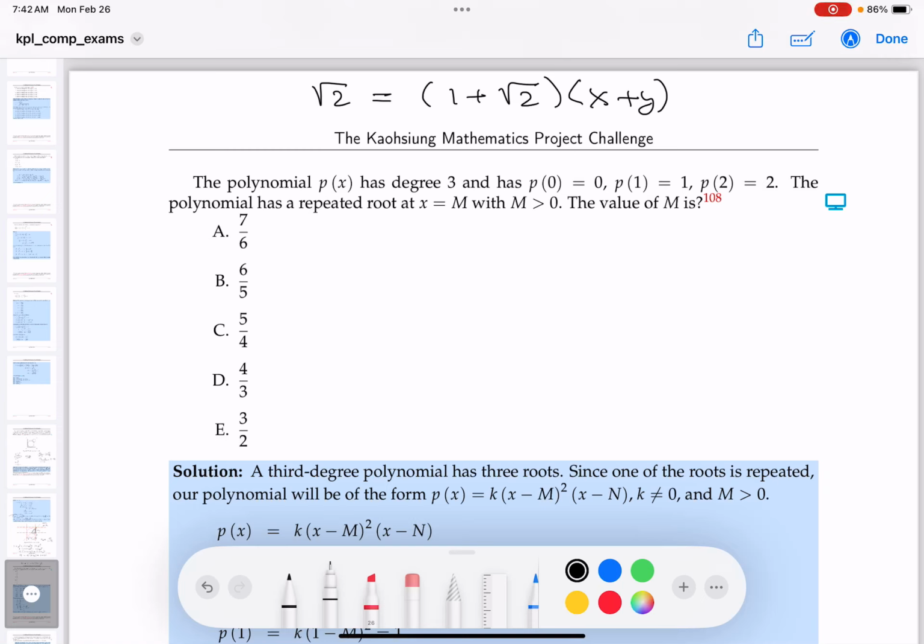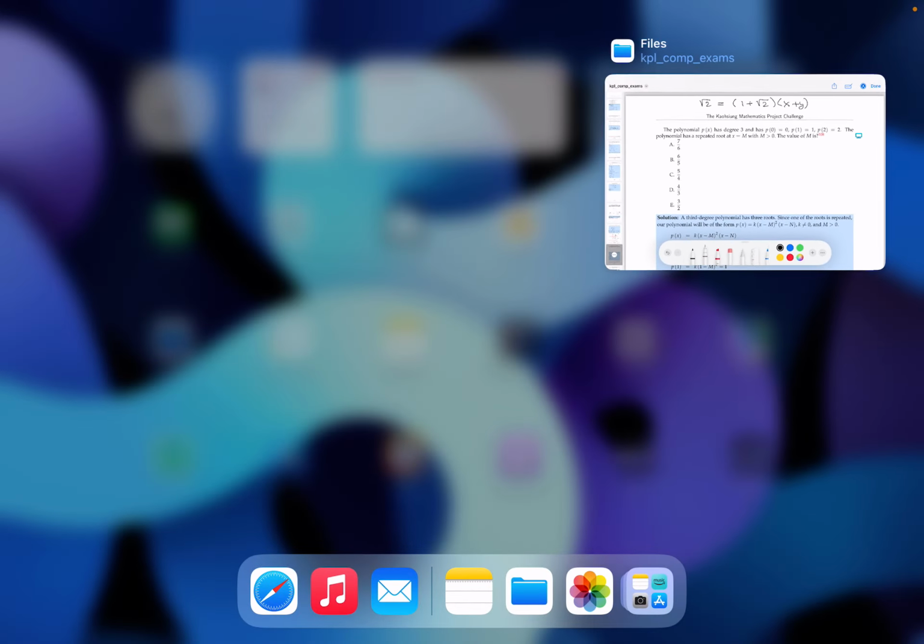Okay, so it's a polynomial p of x has degree 3. It goes on to say p0 is equal to 0, p1 is equal to 1, p2 is equal to 2. It goes on to say the polynomial has a repeated root at x equals m, where m is a positive number. The value of m is, all right? Now you get choices. I'm going to go to the whiteboard and kind of summarize what they said in the problem, all right? Now let me open up a whiteboard here.